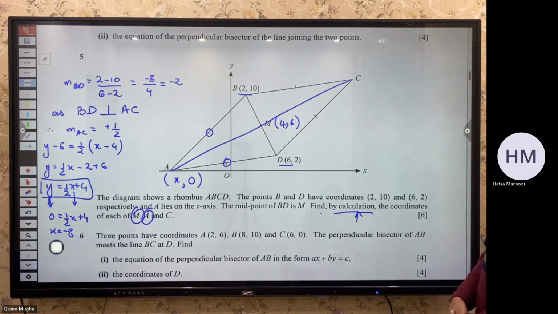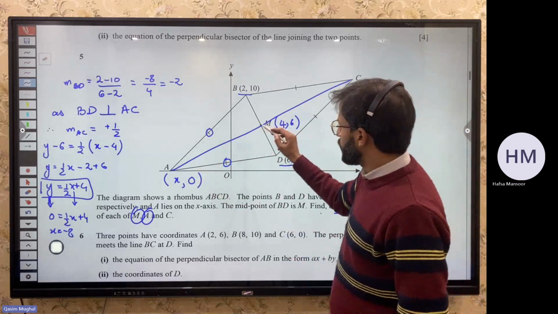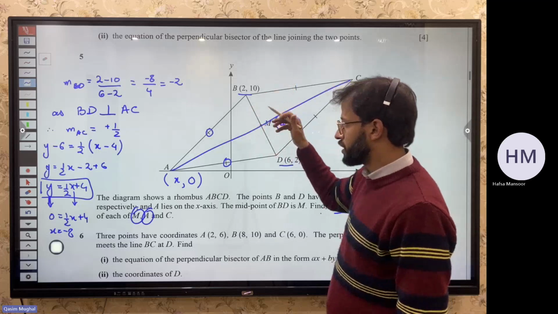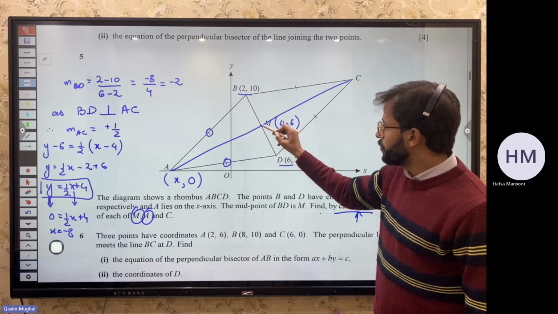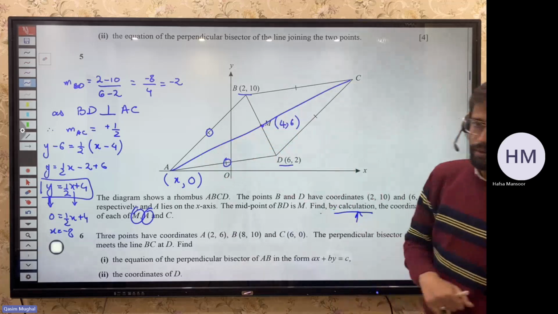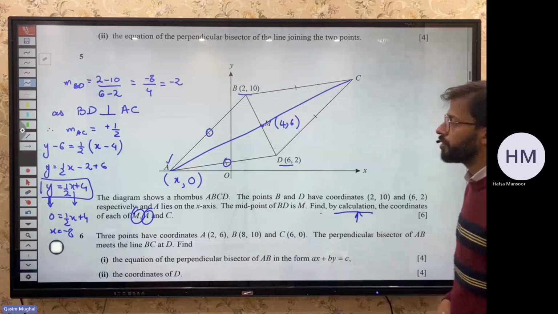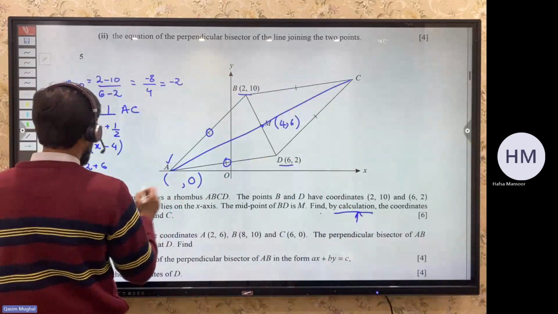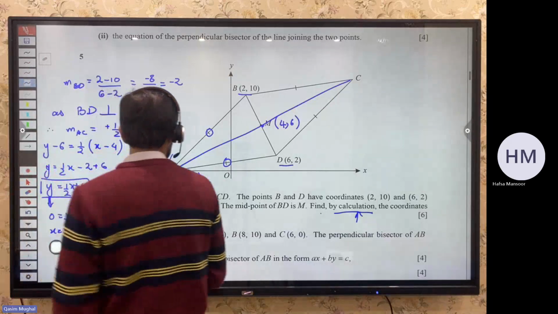Yes, sir. Once you have the coordinates of A, we know that the diagonals of a rhombus intersect at their midpoints. So M is the midpoint of A and C as well. So we know A, we will apply the reverse midpoint approach here and find it out. First we do it in our head, then we work it out. Okay?